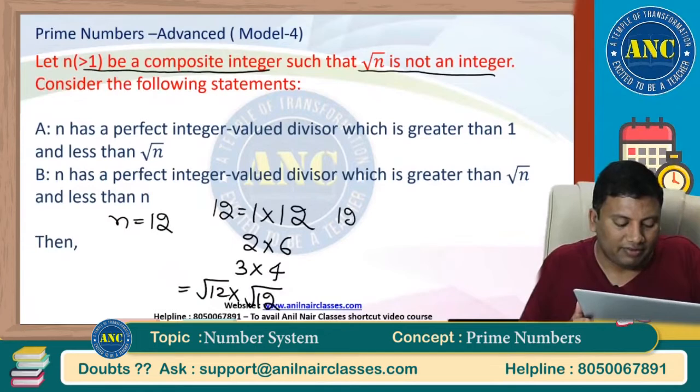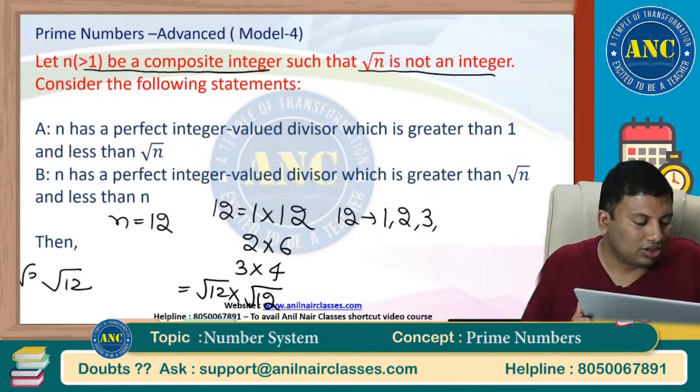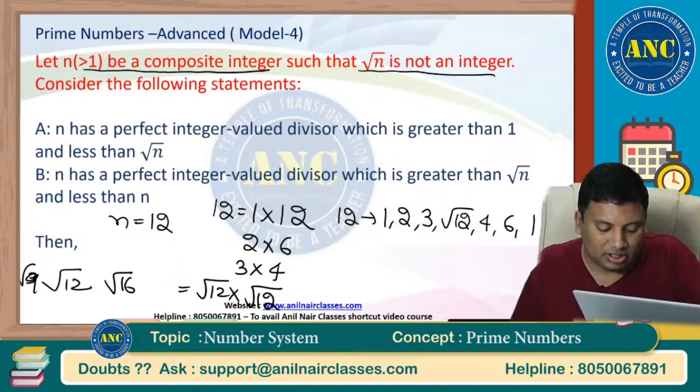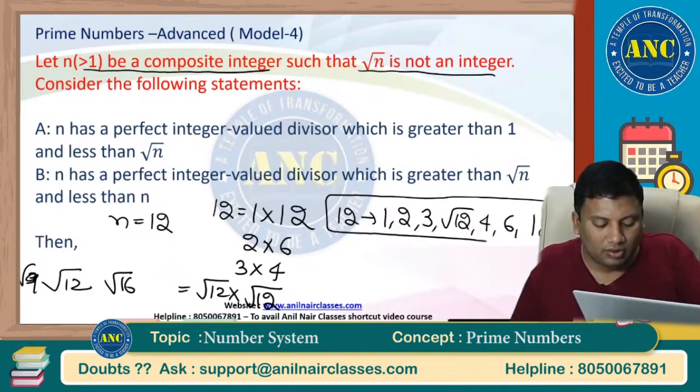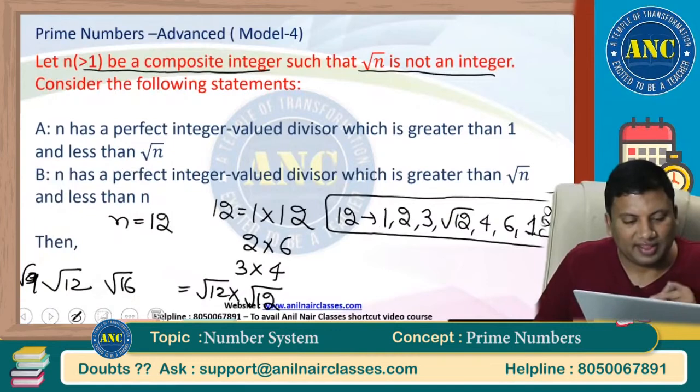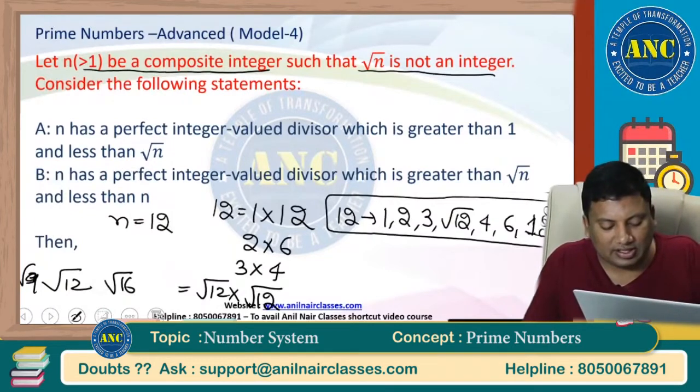So if I write it like this, 1, 2, 3, root 12 lies between root 9 and root 16. Root 9 is 3, root 16 is 4. So these are nothing but 1, 2, 3, root 12, 4, 6, 12. I am writing it like this because it will be useful in my question. Now, n is a composite integer, I took n value as 12. So 12's factors are 1, 2, 3, 4, 6, 12, and I just inserted root n.